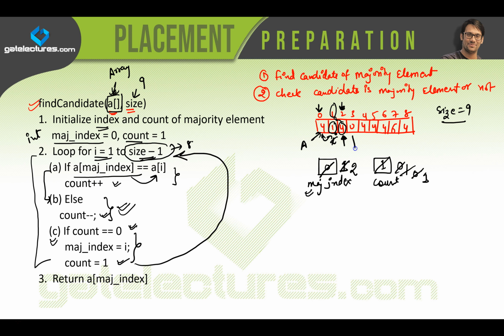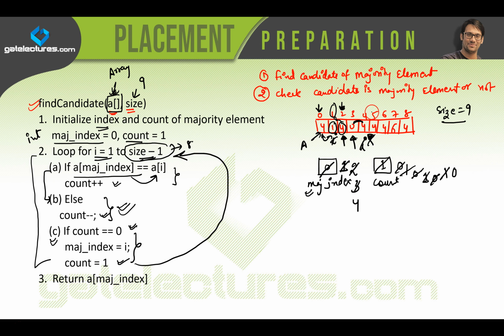Again we go to the loop, so I will point to this location, which has the value 0. Now this 0 is not equal to the value at majority index, which is 4. Hence we decrement the value of count, and again we make the majority index point to this location, which is 3. Next time I will be incremented. Now here we have the value 4, and this 4 is not equal to 0, hence the count value will become 0, and we make the majority index value point to 4.